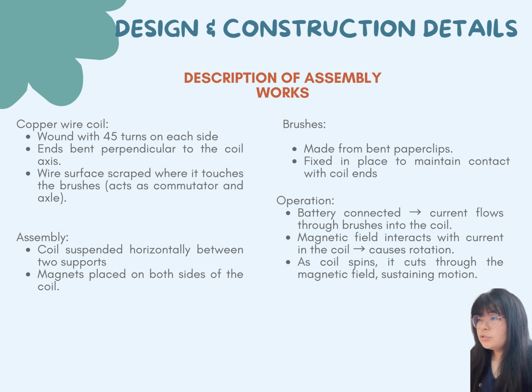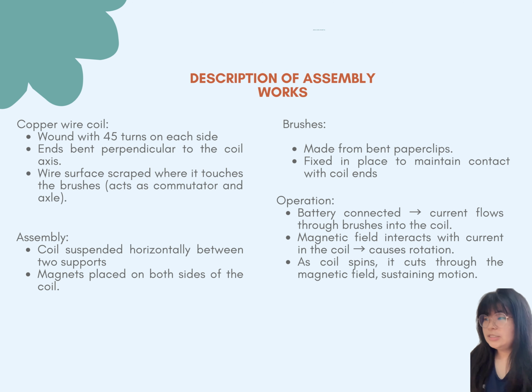This enabled the wires to act as both the axles and commutator segments. Paper clips were bent and fixed in place to serve as the brushes. The coil was suspended horizontally between two supports, and the magnets were placed on each side of the coil. When the battery was connected, the current flowed through the brushes. When the rotor spins, the coil cuts through the magnetic field, thus generating the rotation.